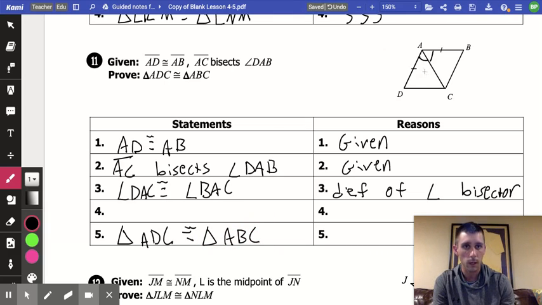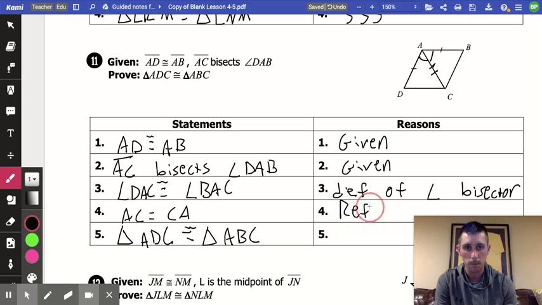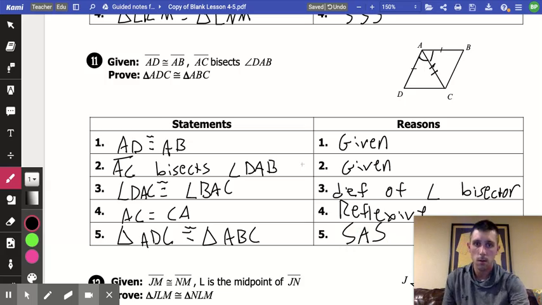So what's our 4? We can't have side angle. We need something about this side. What do we know about AC? AC can be equal to CA. They are reflexive. They can be the same. Okay? It can be reflexive. So now what is our reasoning? Side, angle, side. SAS. All right?